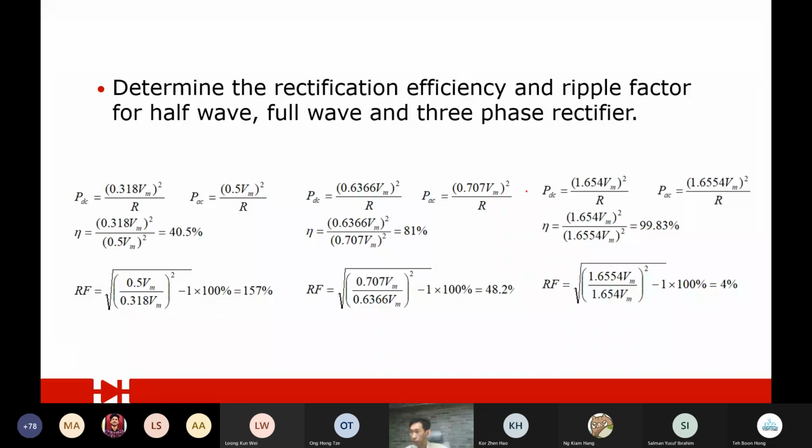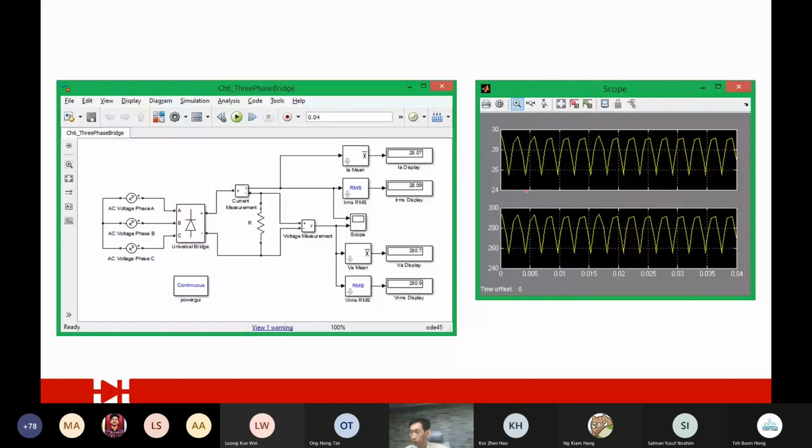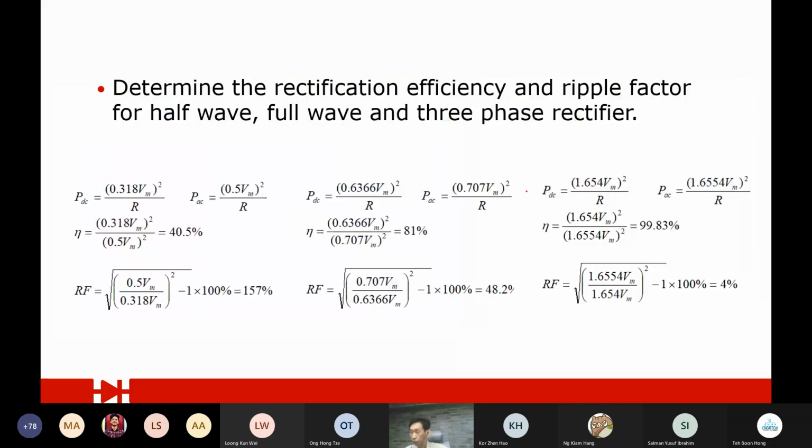Okay, all right, so we have all these three here already. Now we want to work out all these half wave, full wave, and three-phase rectifiers, and look at their efficiency as well as their ripple factors. So you can see the first one here, it's actually divided into 3 parts. Okay, so the first one is the half wave.